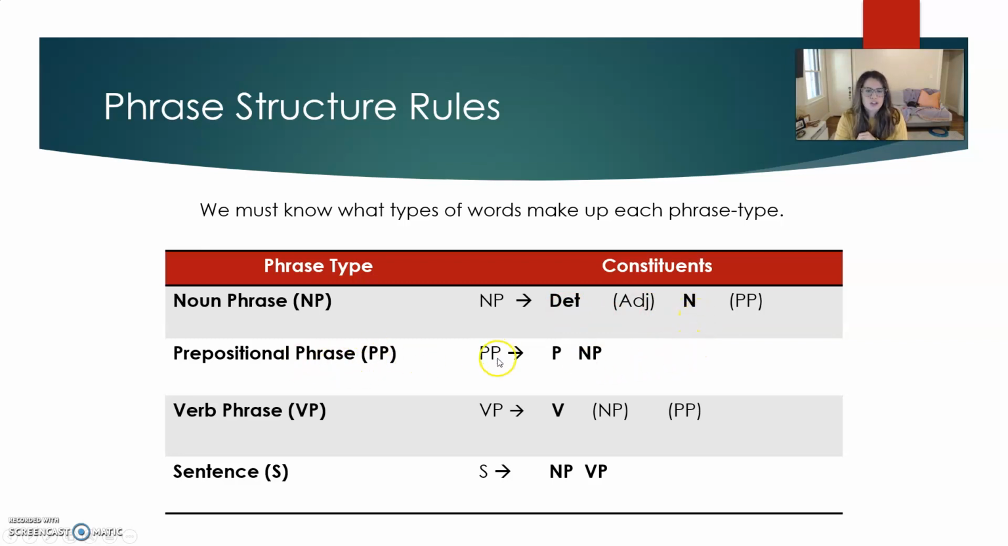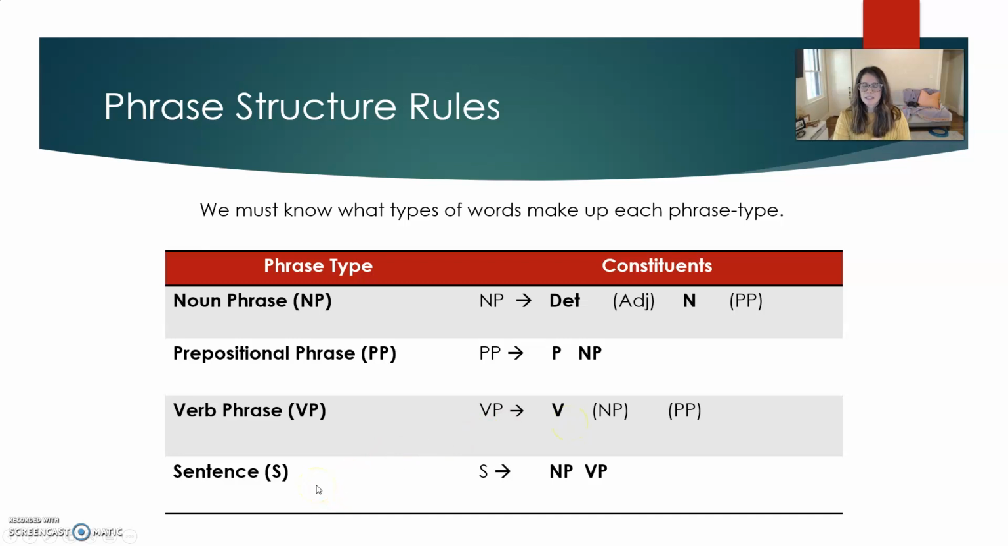So we have prepositional phrases. A prepositional phrase consists of a preposition plus a noun phrase. A verb phrase consists of a verb, and we might also have a noun phrase, and we might also have a prepositional phrase. Or you might just have one word, like she eats, right? And that verb will stand on its own, and it will still be a verb phrase.